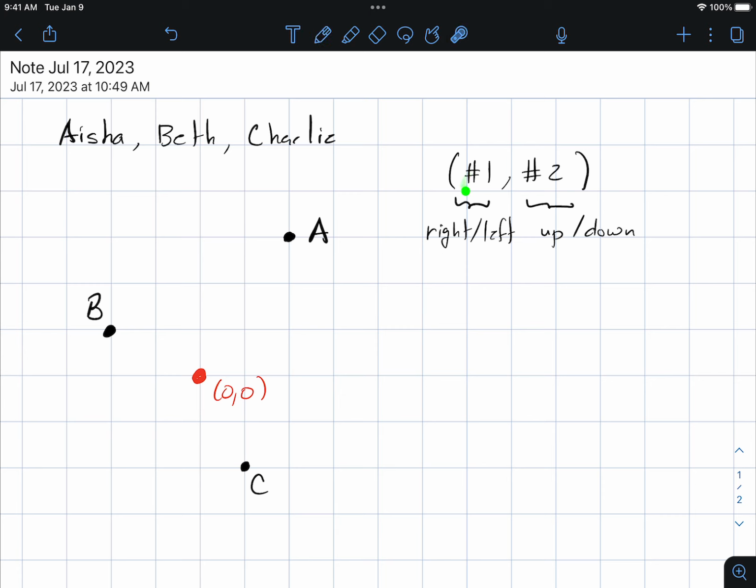This first number is usually called the x-coordinate, and this is called the y-coordinate. And the reason for that is that we can think of an axis kind of going along here along the x direction. So this would be the x-axis, and that's the right-left axis. And we can think of an axis here going up and down. This would be the y-axis. So the first number is the x-coordinate. It tells us how to move right and left. And the second number is the y-coordinate. It tells us how to move up and down.